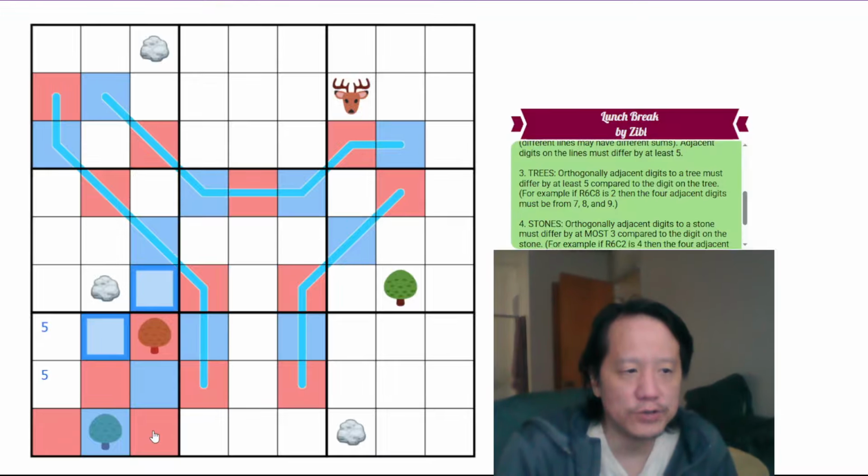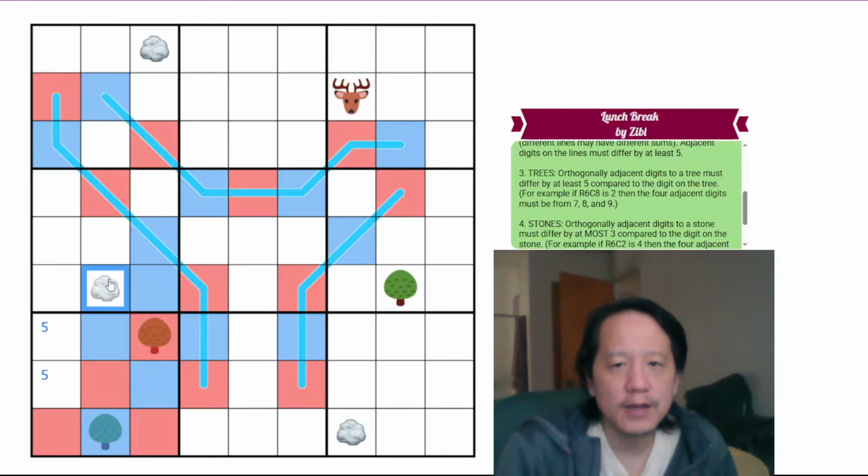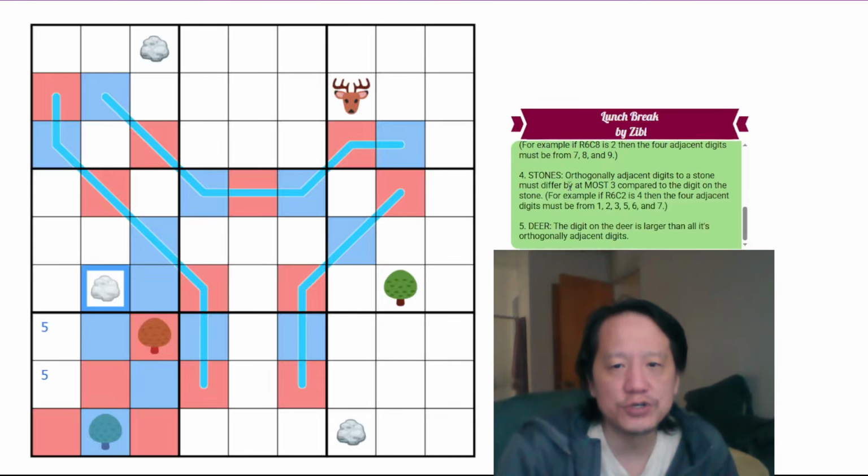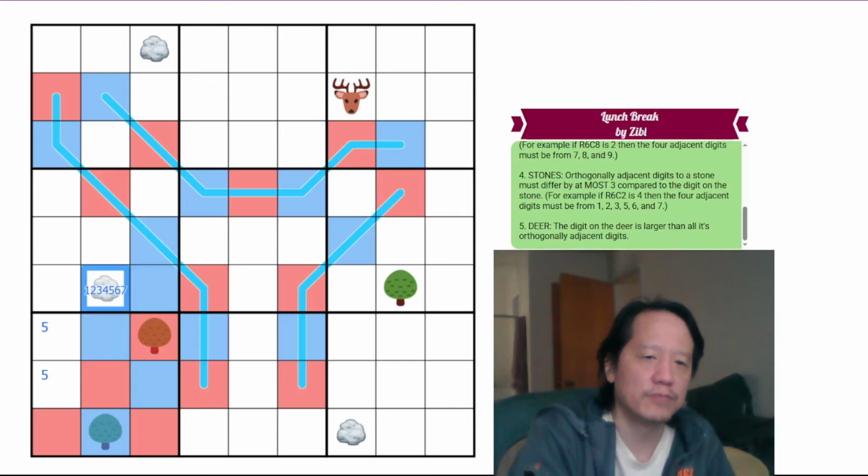These are 2 lows. But they could be the same low. We know this is at most 3 different from these digits, which is 4 at most. So this is up to 7 here.